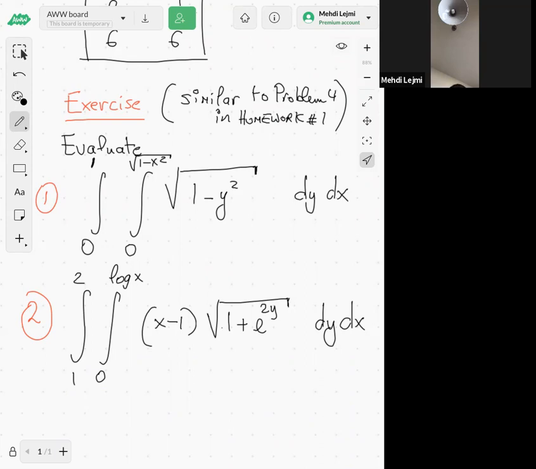So again, guys, you have to sketch the region D. Make sure you have the correct bounds when you change the order of integration, right?